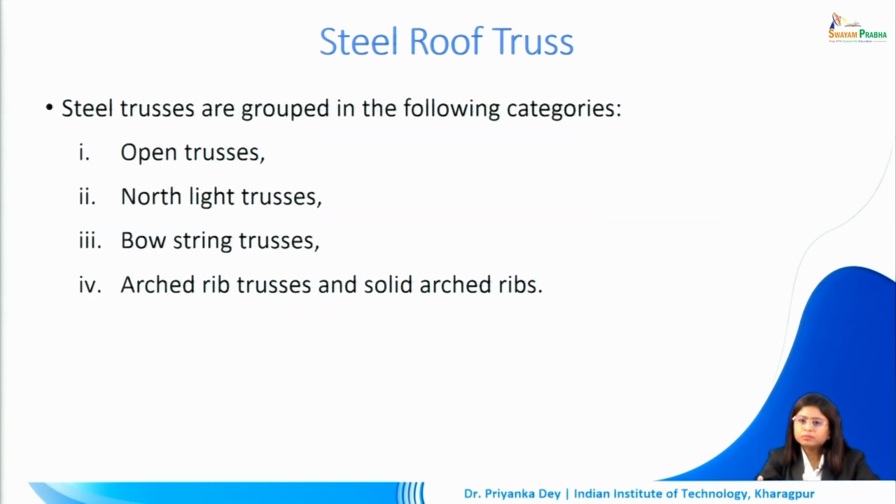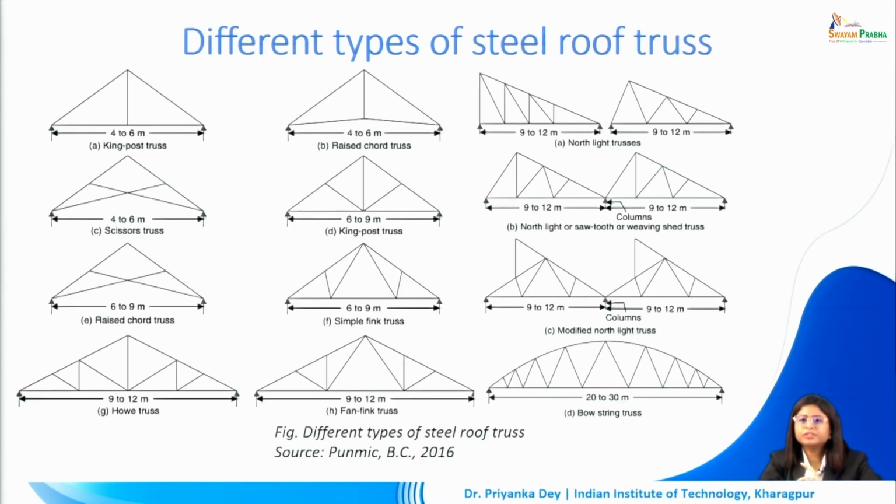Now there may be several shapes that we can opt for when we are dealing with steel roof trusses, depending upon the type of span that we are dealing with and the overall shape or architectural style we are going for. But overall we can say that steel trusses can be grouped into the following categories. Number one, open trusses. We can have north light trusses, bowstring trusses and arched rib trusses or solid arched trusses. Now different types of steel roofs are possible.